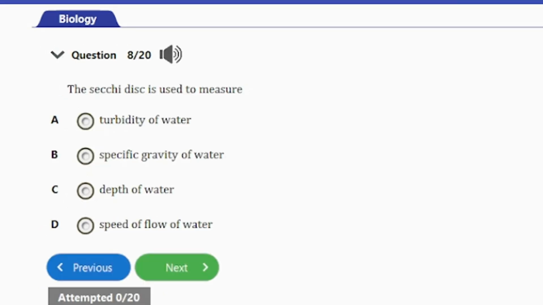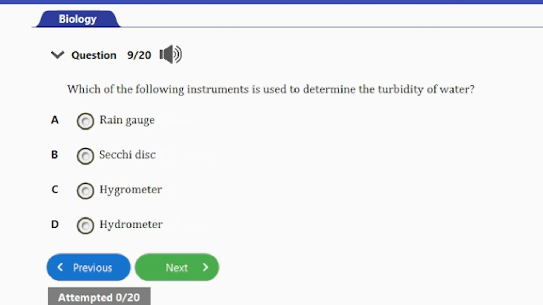It says the Secchi disk is used to measure A, turbidity of water, B, specific gravity of water, C, depth of water, D, speed of flow of water. The answer to this question is option A, turbidity of water. Let's consider the next question. Question number 9. It says, which of the following instruments is used to determine the turbidity of water? A, rain gauge, B, Secchi disk, C, hygrometer, D, hydrometer. Like we answered in the previous question, this instrument is the Secchi disk. The Secchi disk is used to determine the turbidity of water. Let's consider the next question, question number 10.